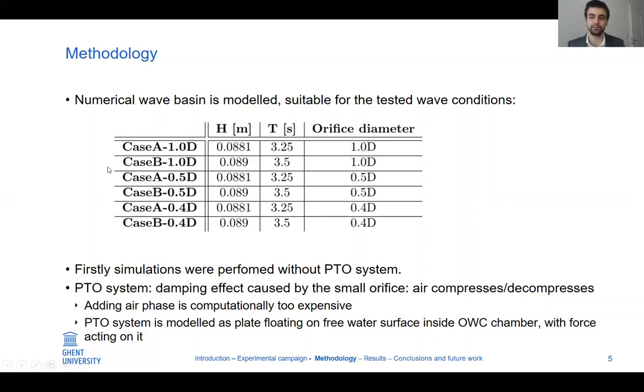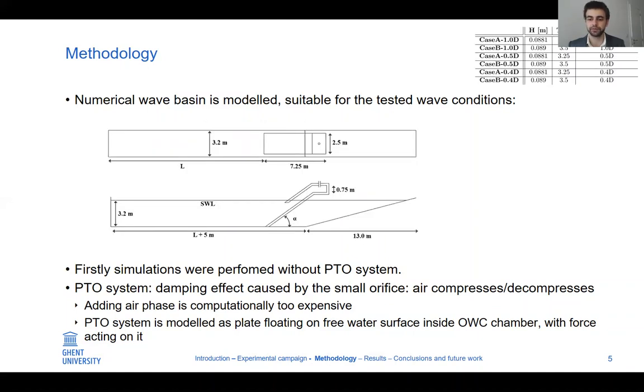With the PTO system, we mean that there is a damping effect on the free water surface inside the OWC chamber caused by the small orifice on top of the chamber that causes the compression and decompression of the air inside. Adding the air phase in DualSPHysics, however, would be computationally too expensive, so it was chosen to work differently. A thin plate is added floating on the free water surface with the PTO force acting on it.